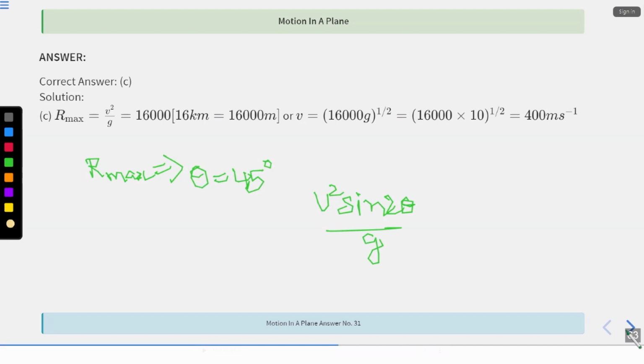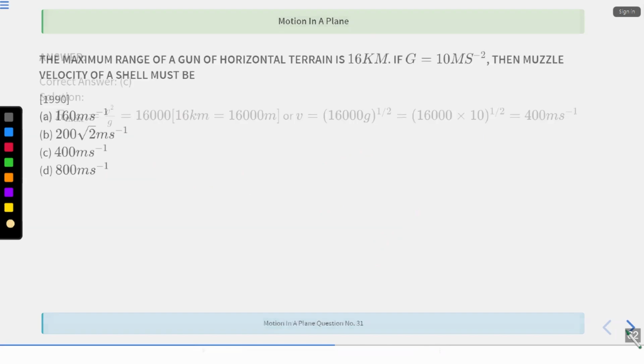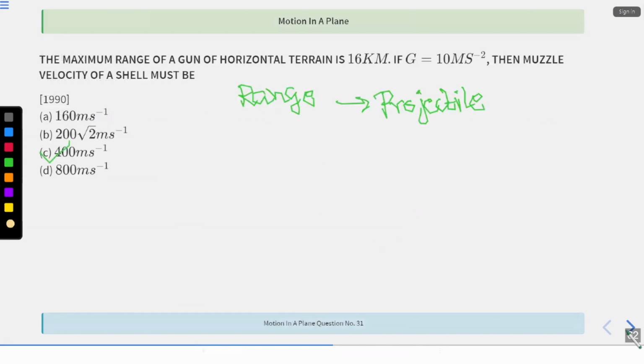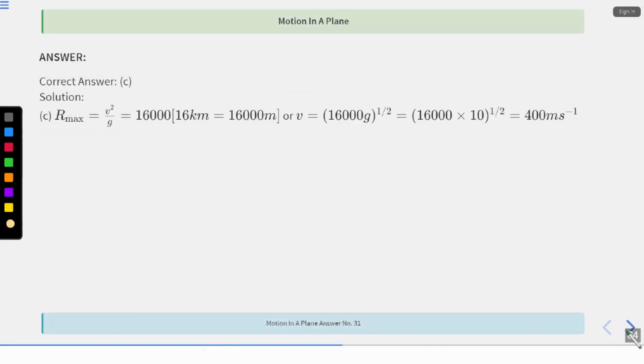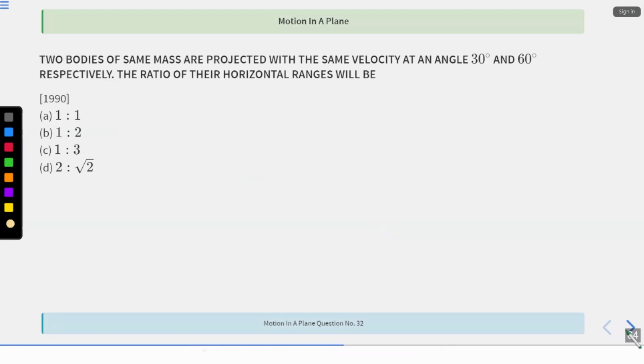Substituting, v square by g is equal to 16,000. Taking it over, you'll get 16 into 10 to the power of 4. Since it is v square and we need v, we take the square root, and you'll get 400 meter per second. So that is option C. It was a pretty easy question. Let's move on to the next question.